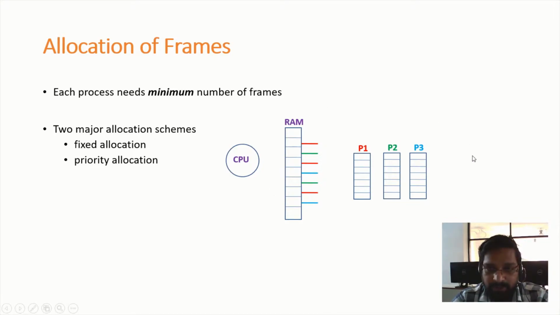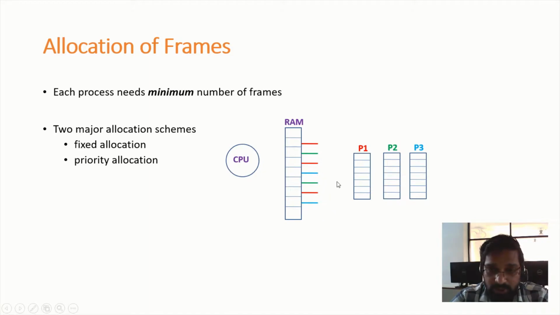Right now, with respect to this example, we have three processes in total, and for process P1, three frames have been allocated. I have represented process P1 in red color, and the frames allocated for process P1 are also in red color, that is 1, 2, 3. Similarly for process P2, two frames have been allocated, 1 and 2, and similarly for process P3, two frames have been allocated, 1 and 2.